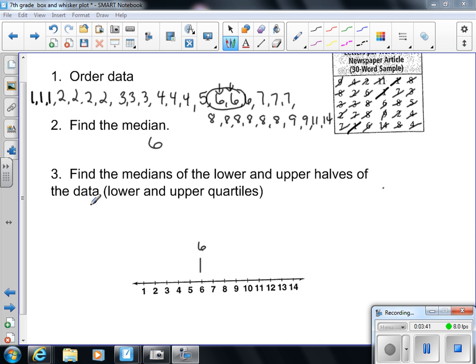Okay, for step 3, we find the medians of the lower and upper halves of the data. When I'm talking about the lower and upper halves, I have to include this 6 in my lower data because I didn't actually use that 6. I used the average between those two. So I'm going to find the median of my lower half. 1, 2, 3, 4, 5, 6, 7, this is 8.